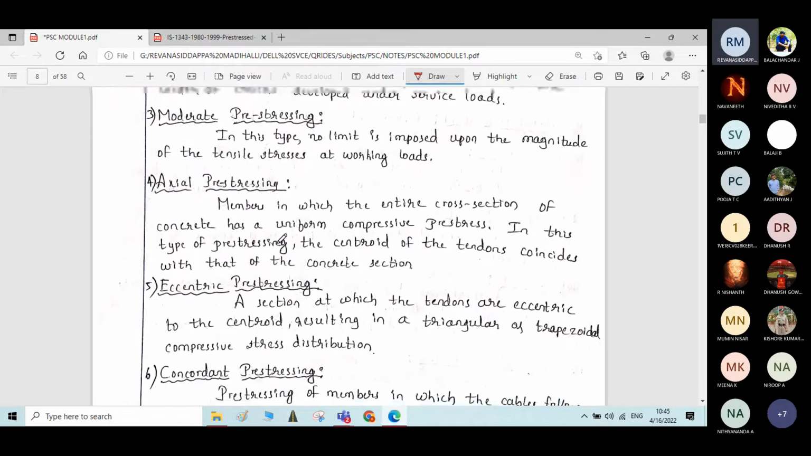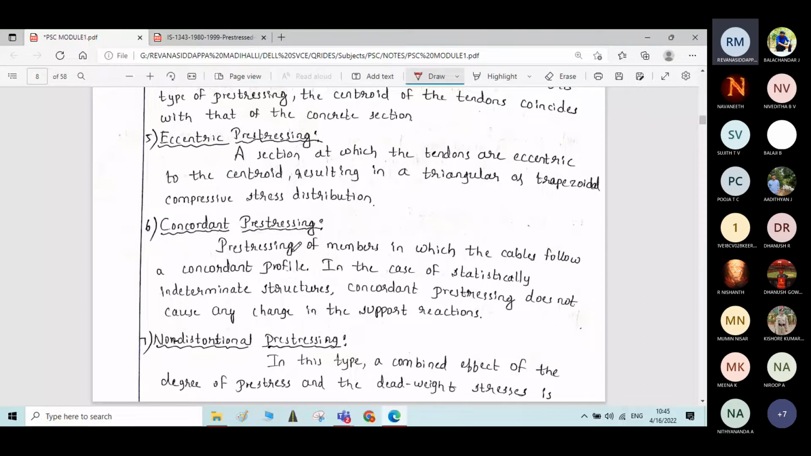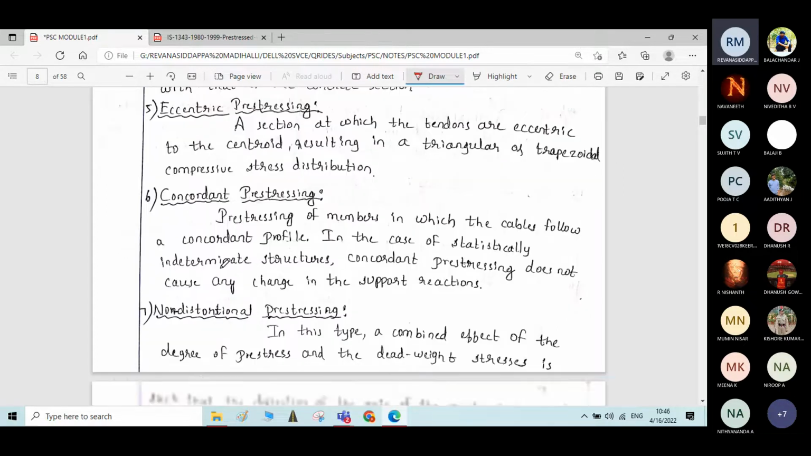Concordant prestressing. In case of axial prestressing and eccentric prestressing, the cable profile will be straight only. But in case of concordant prestressing, the cable profile will be different. Either it may be parabolic or trapezoidal or triangular, depending upon the bending moment which is acting on the beam.